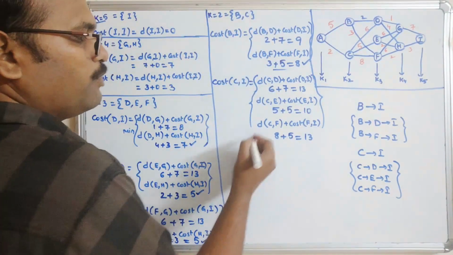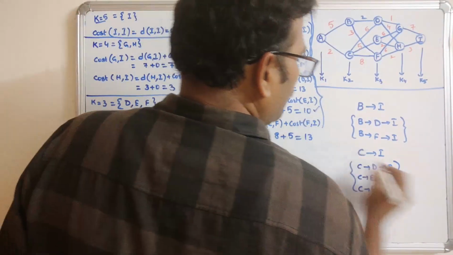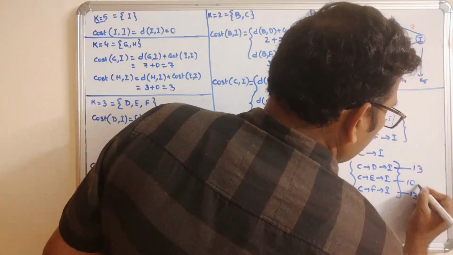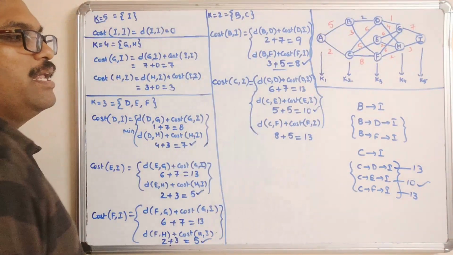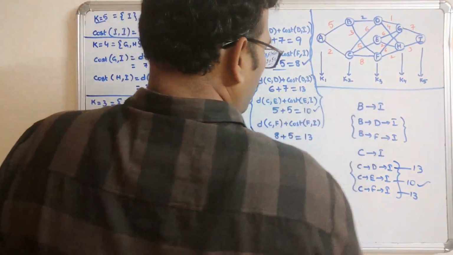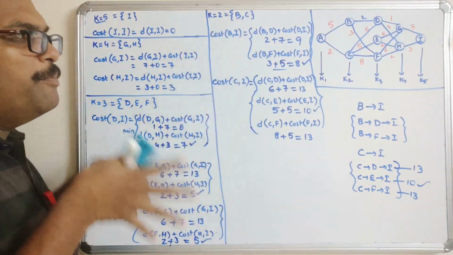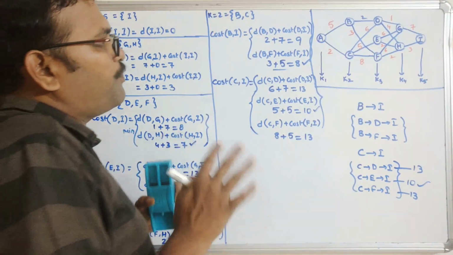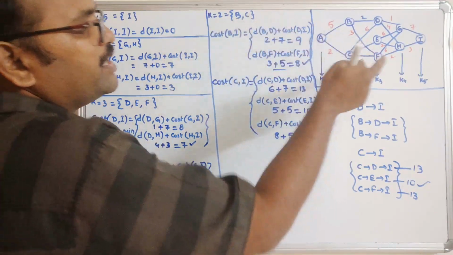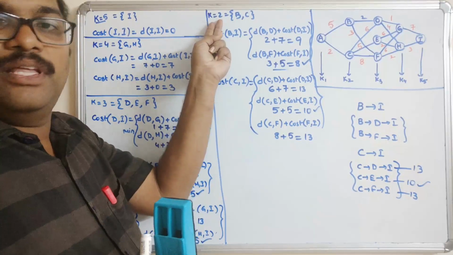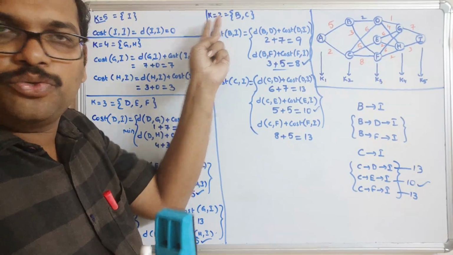So among these 3 which one is a minimum? Obviously 10 is a minimum. So we got 13, here it is 10 and here it is 13, so 10 is the minimum. So we are considering the 10 as a value. Now any other vertex in the stage 2, we have computed the distance or the cost from B to destination and C to destination, which are the 2 vertices available in the stage 2.